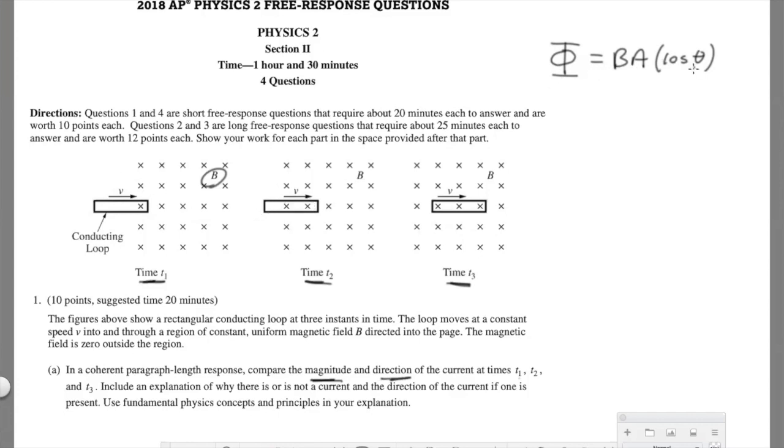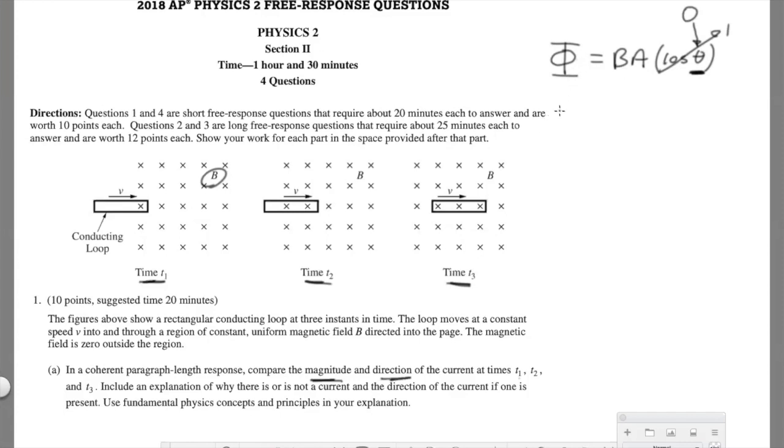And then cosine theta, this is the trickiest part. Theta is the angle between the normal line to the loop and the field. So for this loop, the normal line is shooting straight out of the page into your face. And then the field is parallel to that. So the angle here for this problem is going to be 0, and cosine of 0 is 1. Okay, so that's flux.